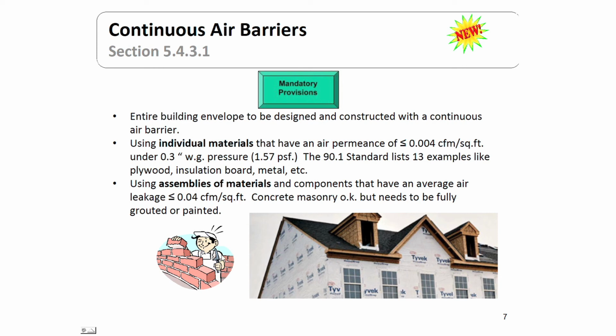Now, concrete masonry walls are permitted, but they need to be fully grouted or painted. That means something more than the typical mortar joint. In other words, the grout is a much finer concrete mix, and it prohibits a lot of air infiltration. So that either has to be grouted or painted.